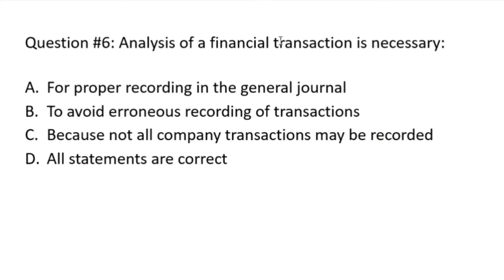Analysis of a financial transaction is necessary, letter A, for proper recording in the general journal. Letter B, to avoid erroneous recording of transactions. Letter C, because not all company transactions may be recorded. Or letter D, all statements are correct.